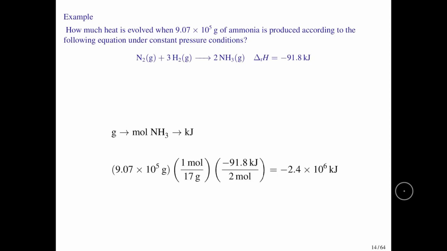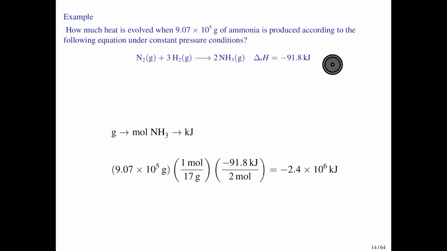This example problem is meant to remind you that you can use the delta H values in stoichiometric problems. And so here we have this reaction involving the formation of ammonia, and they want to know how much heat would be evolved if you produced 9.07 times 10 to the 5th grams of ammonia. That's quite a large amount of ammonia, so that would be about 907 kilograms.